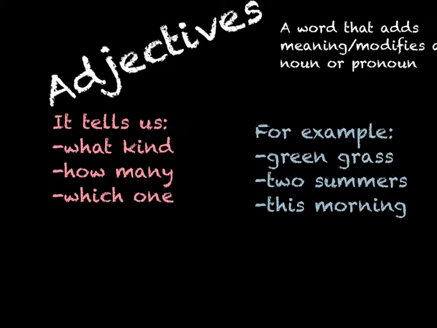For example, green grass, 2 summers, this morning. Green, 2, and this are all adjectives. In green grass, it tells us what kind of grass. With 2 summers, it tells us how many summers. And this morning tells us which one.